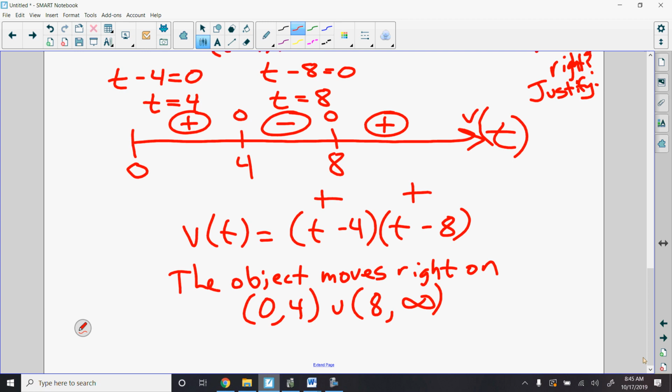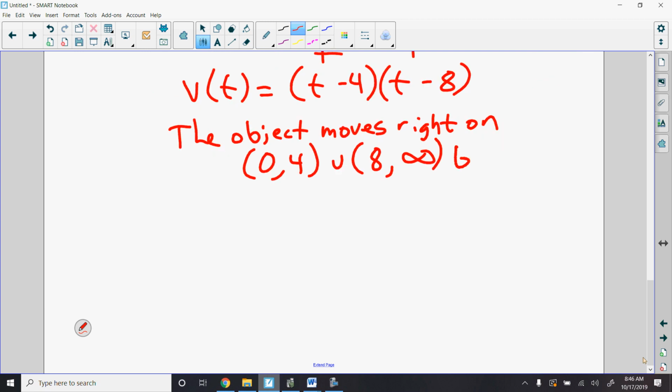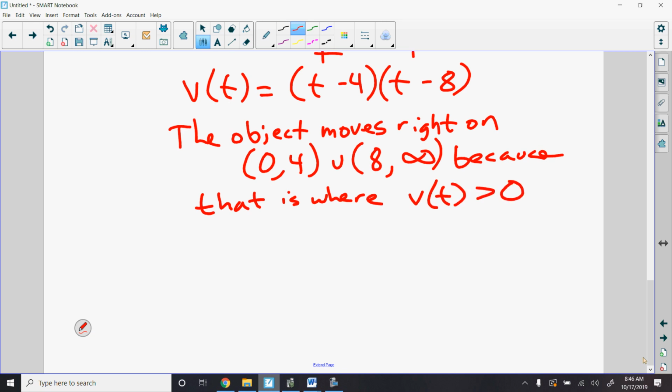They don't know if you're talking about the position time function, velocity time, acceleration time, right? So a justification here: because that is where v of t is greater than 0. Make sure you are specific there. You need to say v of t is greater than 0, not say that's where it is greater than 0. So be specific.